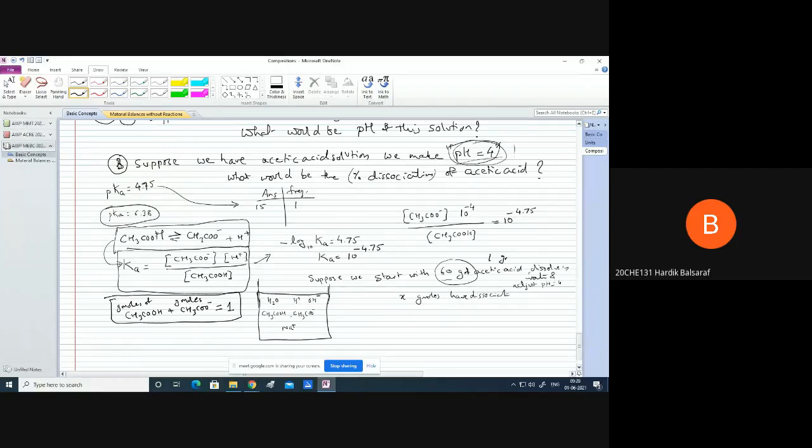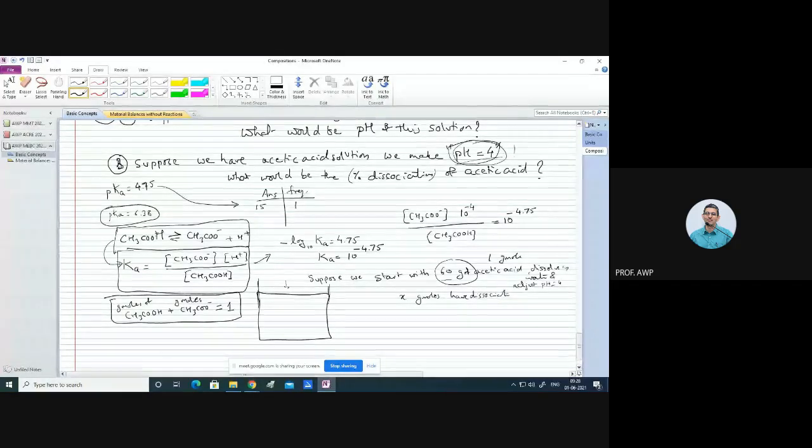Excuse me, sir. Please could you explain this part again? Suppose I have a solution. I have water in a beaker and I take 60 grams of acetic acid. I go to the weighing balance, measure 60 grams of acetic acid, and put that in this water.